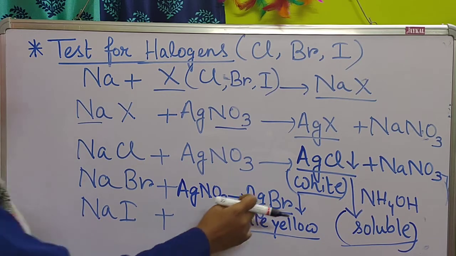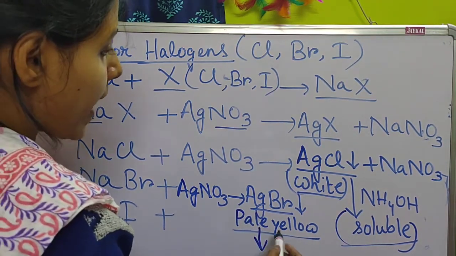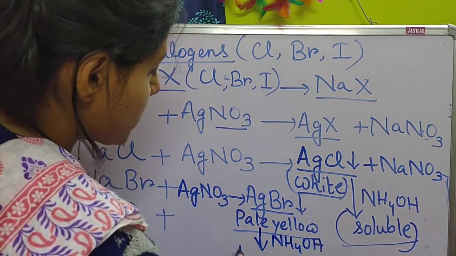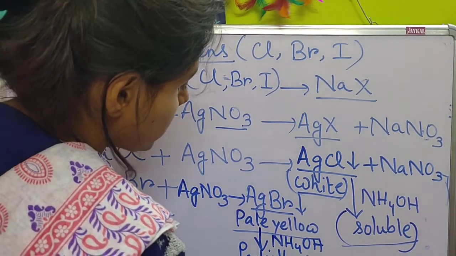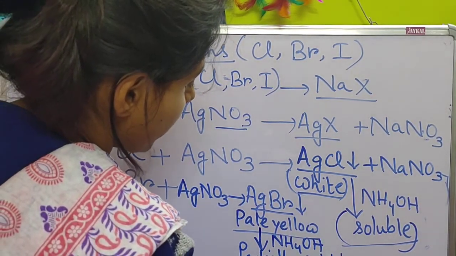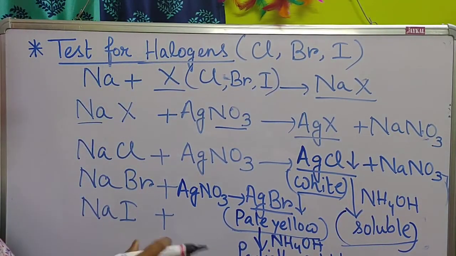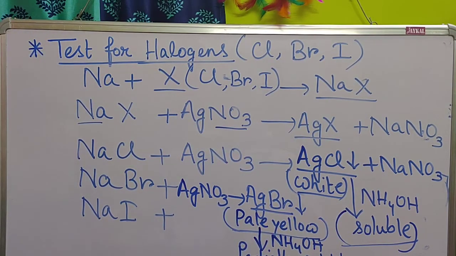Now this AgBr is pale yellow colored. If we add NH4OH to it, we see that it is partially soluble. That means a little amount of the AgBr precipitate will dissolve and a little will remain there. So not completely soluble in ammonium hydroxide.